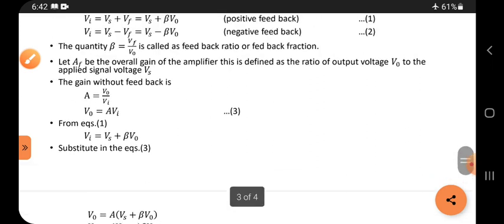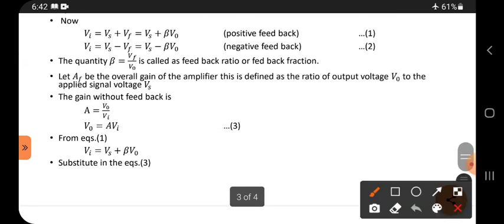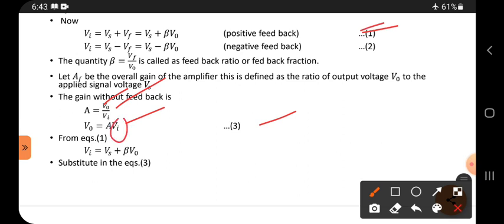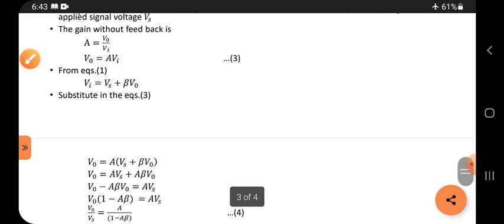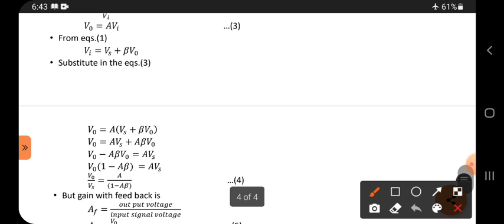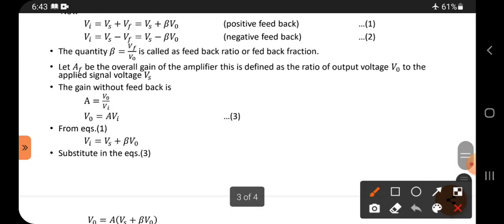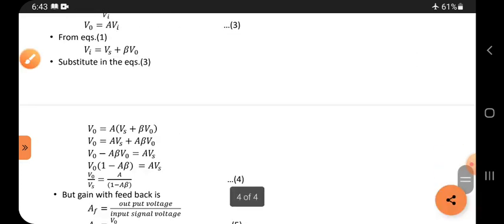Next, from equation 1, we can write V0 equals A Vi. Let it be equation 3. Let me take equation 1 for positive feedback. From equation 1, this is the Vi formula. Substitute it in place of Vi in equation 3. So then what we get? We get this one.